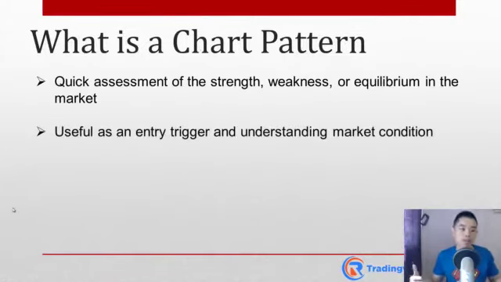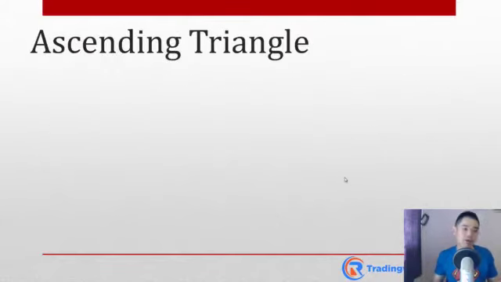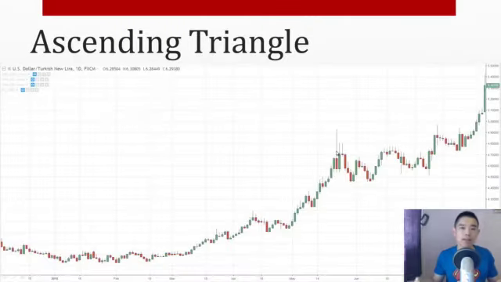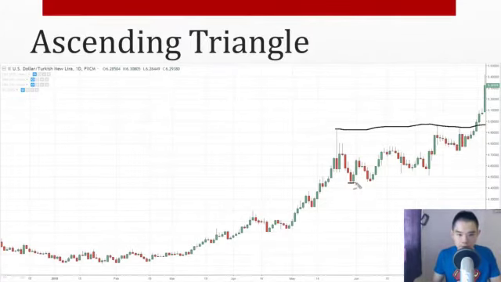So this can be used as an entry trigger and to understand the current market condition. The first pattern I want to share with you is the ascending triangle pattern. This is a sign of strength. An ascending triangle looks like this. You can see, connect the highs over here. And then you notice this over here.